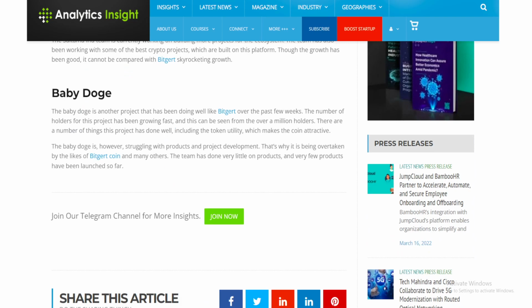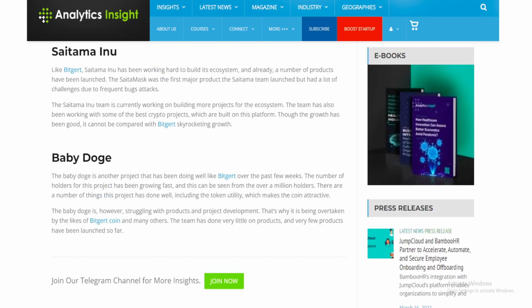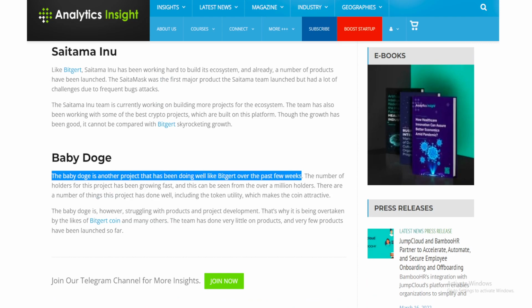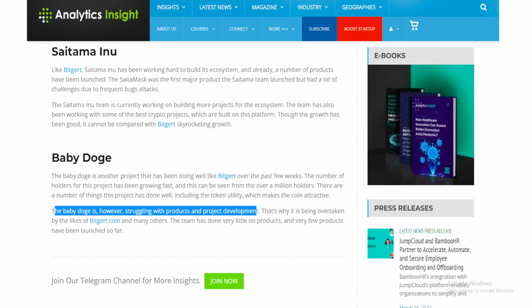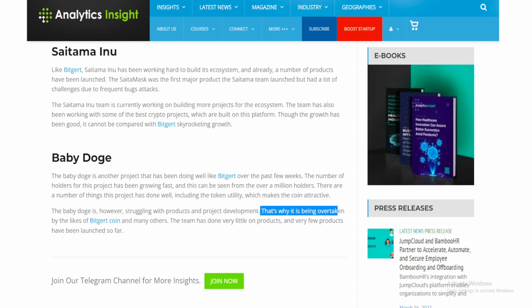Scrolling down, how does Baby Doge compare to Bitcoin? Baby Doge is another project that has been doing well like Bitcoin over the past few weeks. The number of holders for this project has been growing fast, and this can be seen from the over a million holders. There are a number of things this project has done well, including the token utility, which makes the coin attractive. Baby Doge, however, is struggling with products and project development. That's why it's been overtaken by the likes of Bitcoin and many others. The team has done very little on products, and very few products have been launched so far.